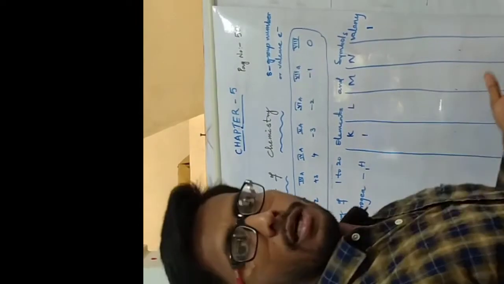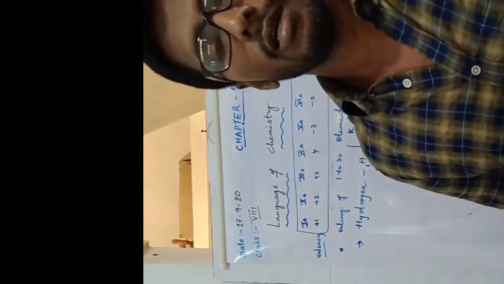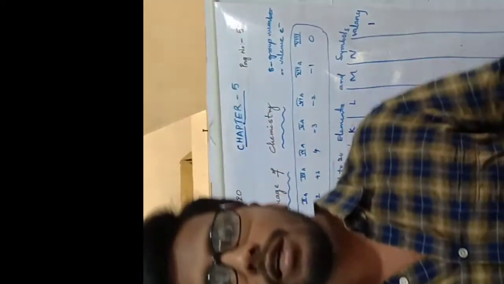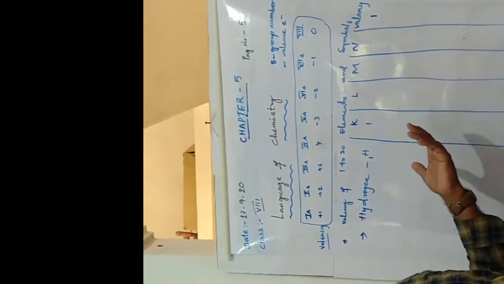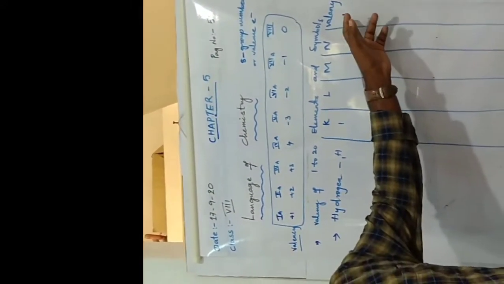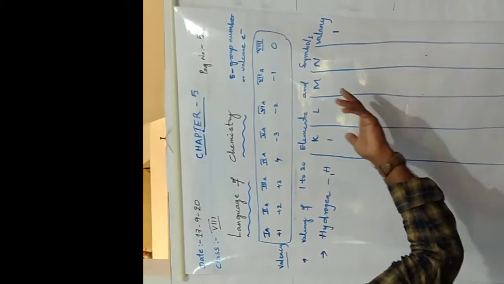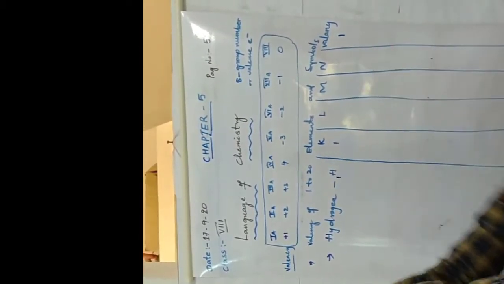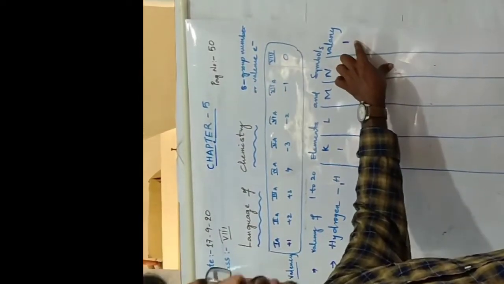Hydrogen is considered as both a metal and a non-metal. When hydrogen reacts with metals to form hydrides, it is present as a negative charge. When it reacts with non-metals, the charge will be plus. So we can consider it as only 1.